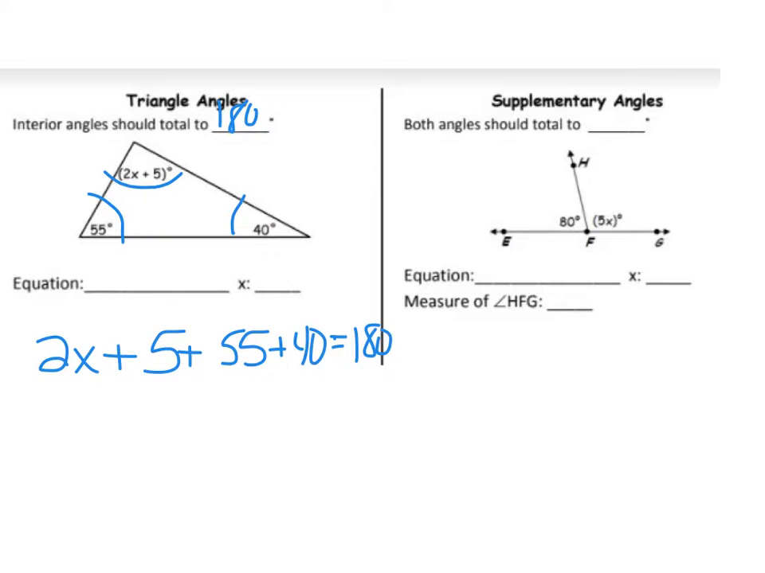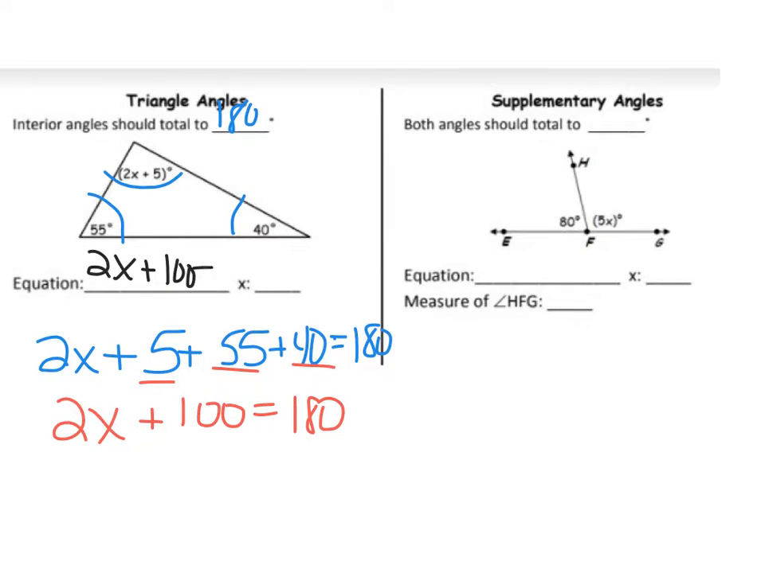So what I'm going to do now, I'm going to combine like terms. Those are like terms. So now I have 2x plus, if I add 55 plus 5, that's 60. 60 plus 40 is 100. And that equals 180 degrees. Okay, now we're going to solve for x. So this is my equation. I'm going to go ahead and write that in. So 2x plus 100 equals 180. So now that I have the equation, I could go ahead and solve it. So in order to solve it, I'm going to subtract 100 on both sides.